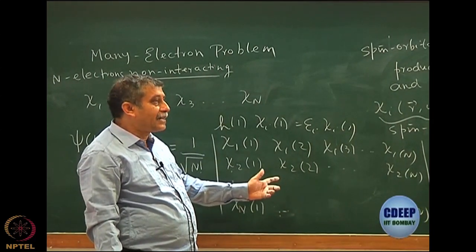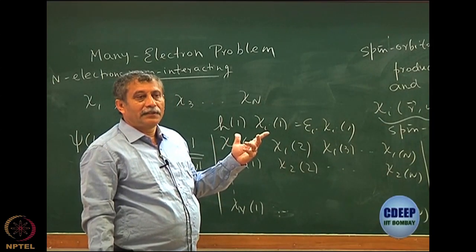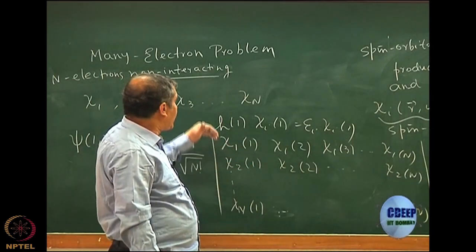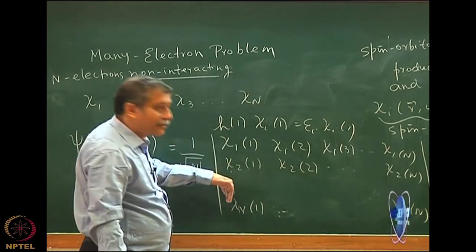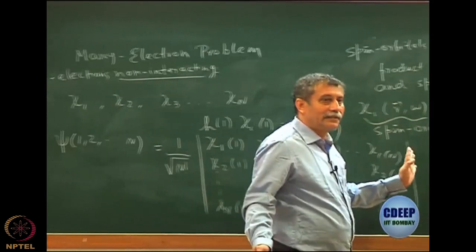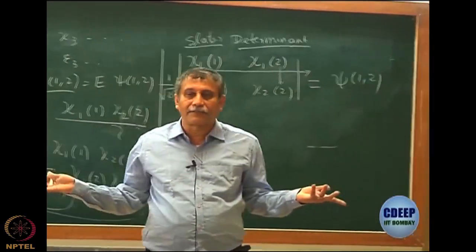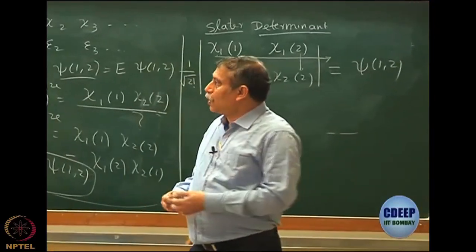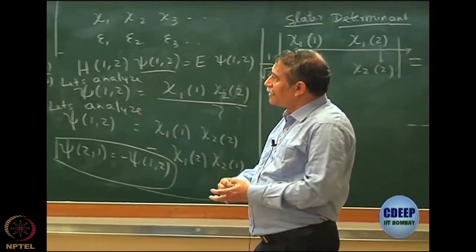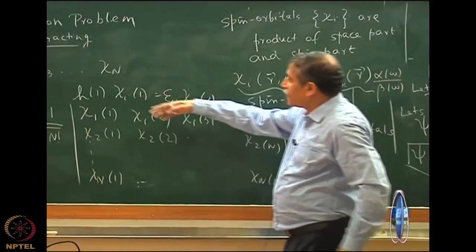Note again, while I said this, you can trivially interchange the rows and the columns. So, for example, you can say that one column will have chi 1, one row will have one coordinate, it does not matter. Many textbooks may write it like that, it does not matter, you follow one particular convention, okay. So we will follow this convention. One of the rows has one particular spin orbital, then automatically all products will come.